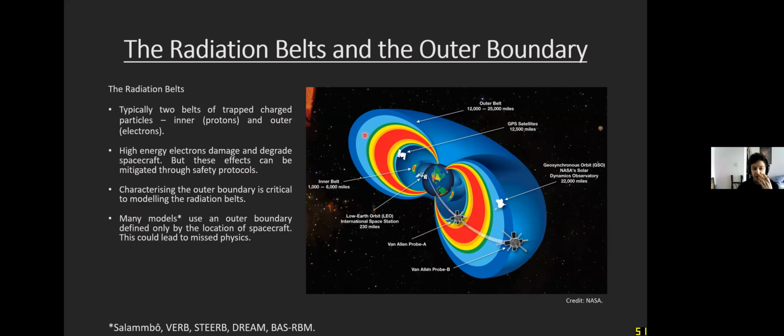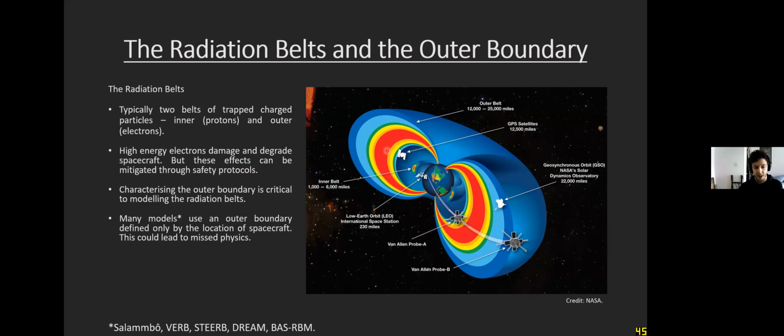Essentially, we've got the radiation belts, which are these red regions here that we can see about the Earth, which are composed of magnetically confined charged particles. We've got the inner belt here, which is mostly protons, and we've got the outer belt, which is mostly electrons. My work focuses on this outer belt. One of the things you can see in this plot is that we have things like GPS satellites and geosynchronous orbits, which exist close to and within the outer radiation belt.